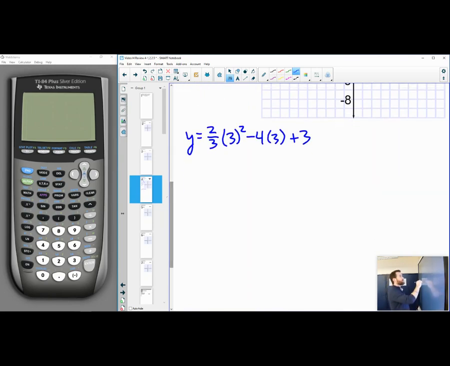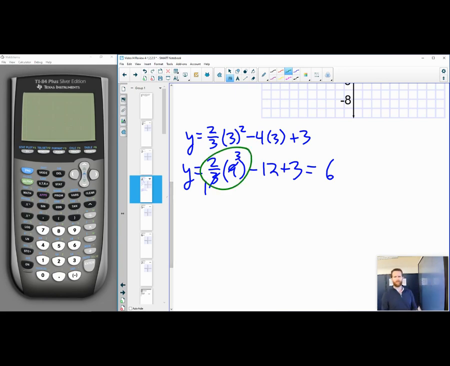Now we just simplify. So we get y equals 2/3. We do our exponents first. 3 squared becomes 9, minus 4 times 3 is 12, plus 3. Let's keep going. So 2/3 times 9, we can cross cancel. The 3 and the 9 are both divisible by 3. The 3 becomes a 1. The 9 divided by 3 is 3. 2 times 3 is 6. Now, that's not the only way to simplify that multiplication. If you'd rather use a calculator or convert to a decimal or something like that, you could do that. I think cross-canceling is the easiest way, but what's best for me might not be best for you. As long as you get 6, we're good.